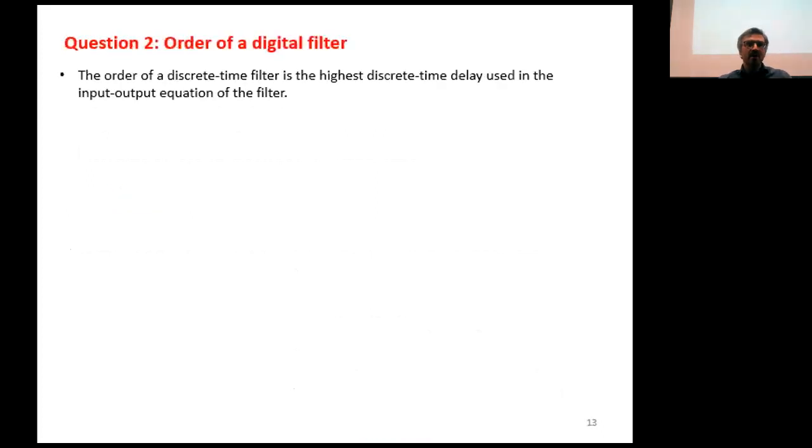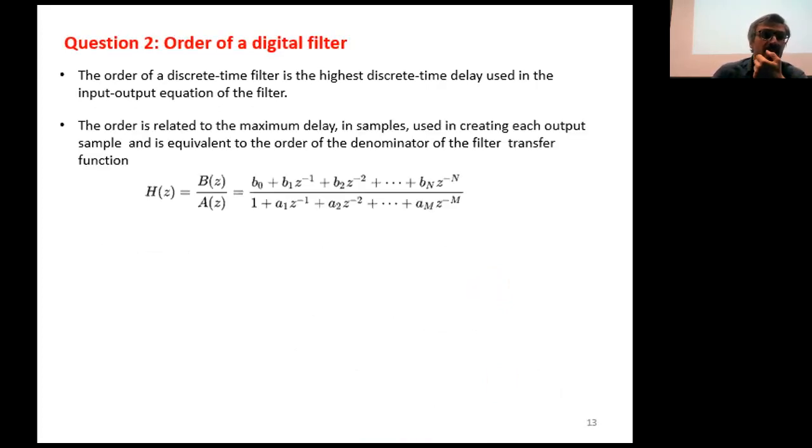Then the second question was about the order of a digital filter. In this case, we can define the order of a discrete time filter as the highest discrete time delay used in the input-output equation of the filter. So if you look at the transfer function of the filter, you have the Z transform, which is the same as the Laplace transform for the discrete domain.